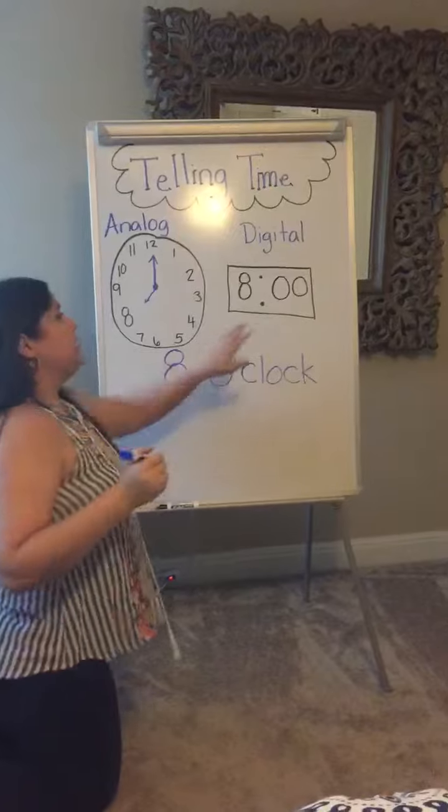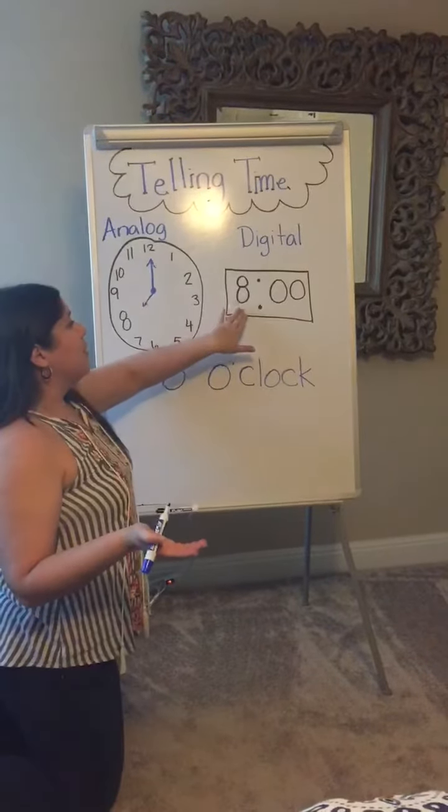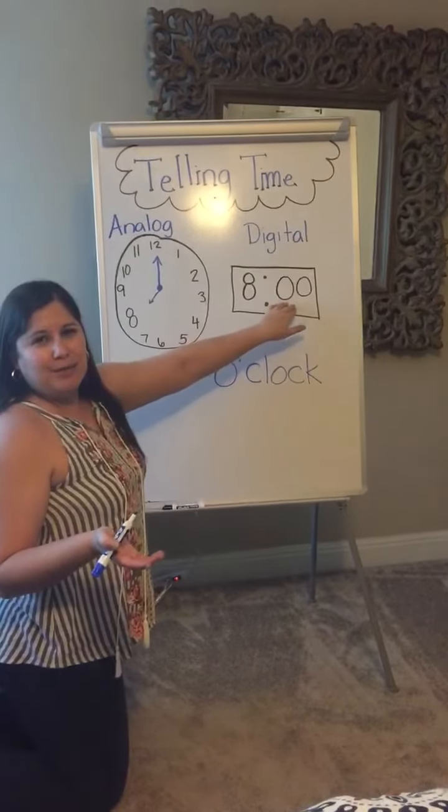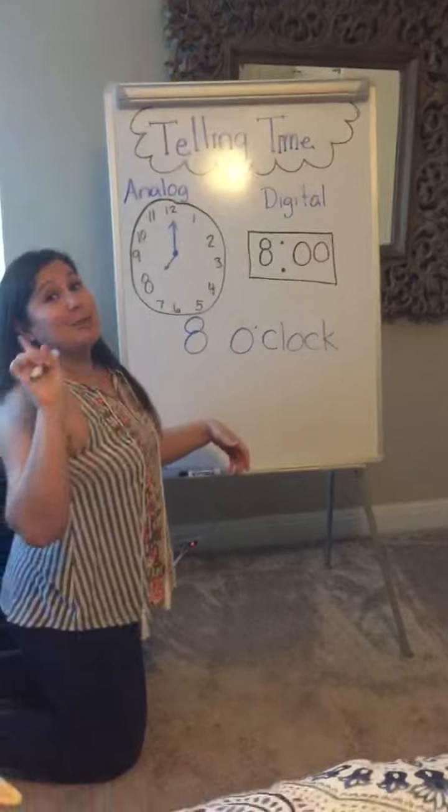And as you can see, my digital clock is super easy to read. When it's the hour and then the minute over here and it's 00, that just also means o'clock. So now it's your turn to show what you know.